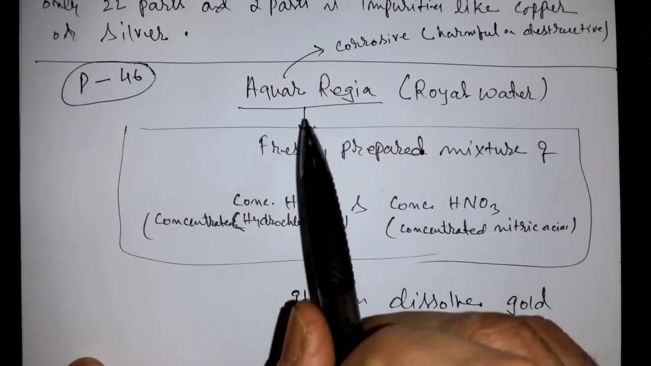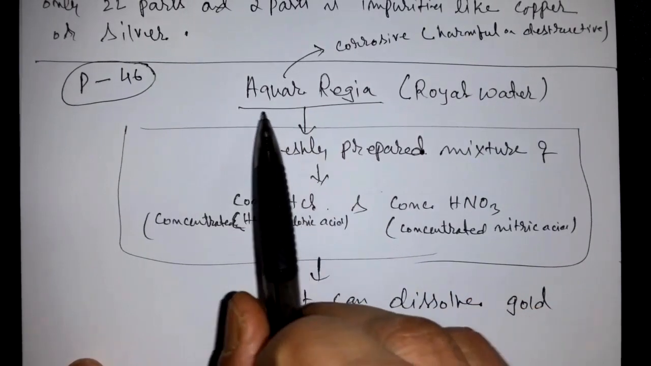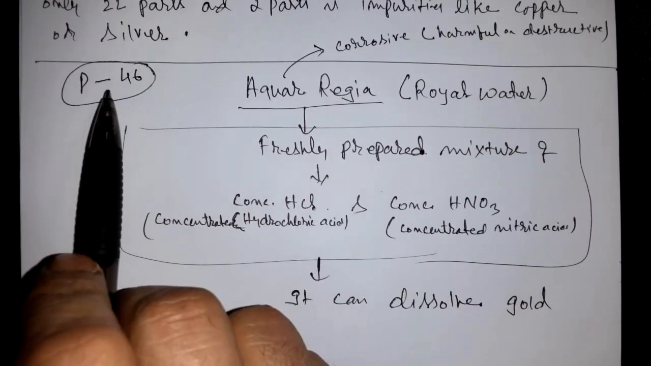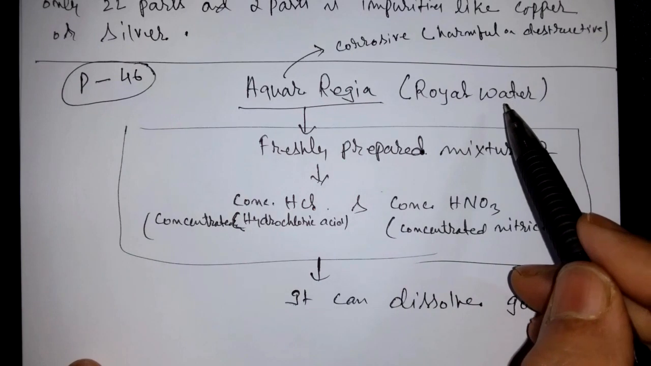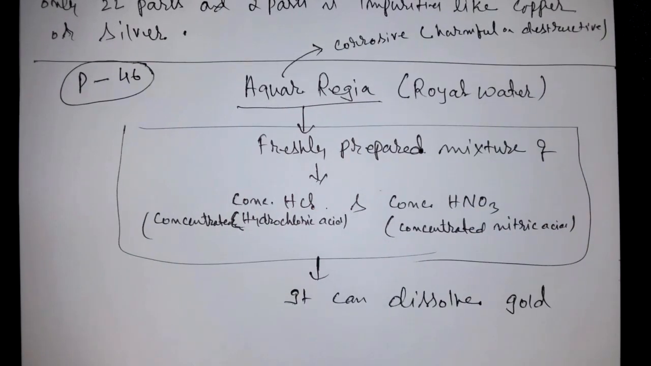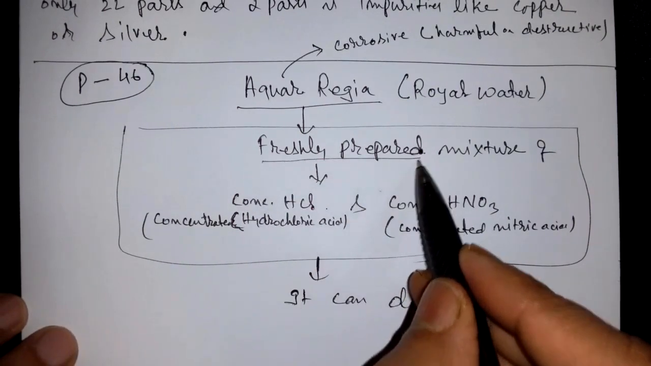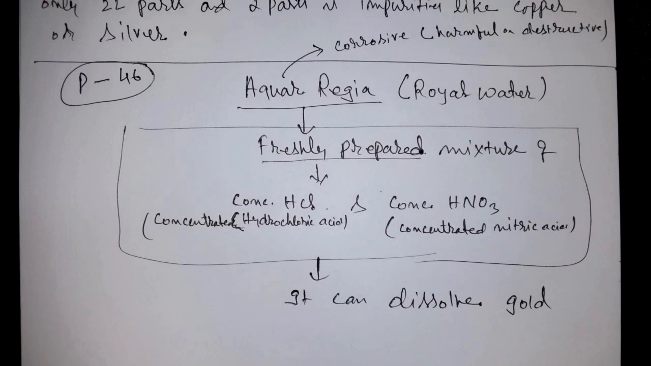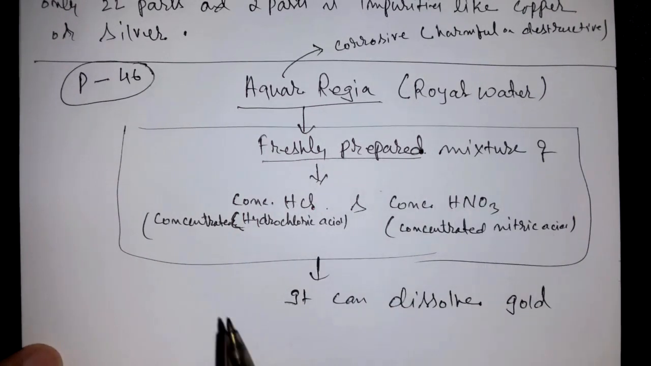Okay, one more topic or one more heading is left, which is important. Aqua Regia, which is on page 46. Aqua Regia is also called royal water. So what is Aqua Regia? It is a mixture of two acids, and this mixture has to be freshly prepared. If you prepare the mixture a few days, say 1 week back, then that may not be that much strong.